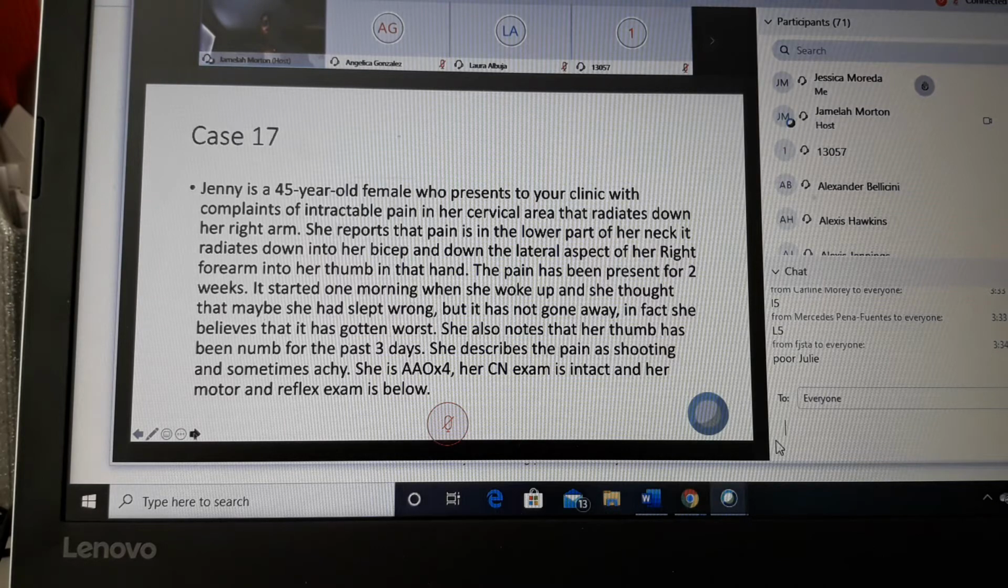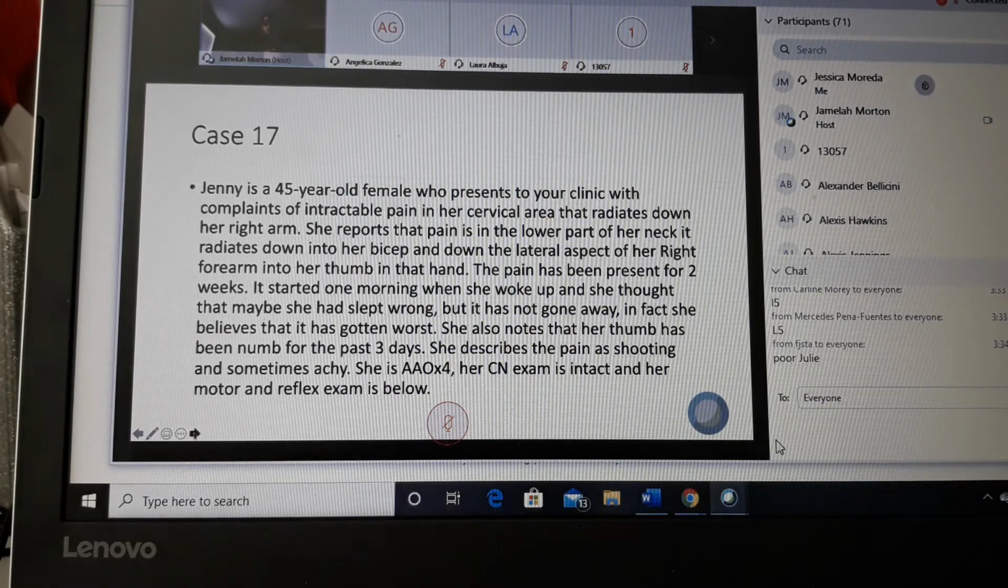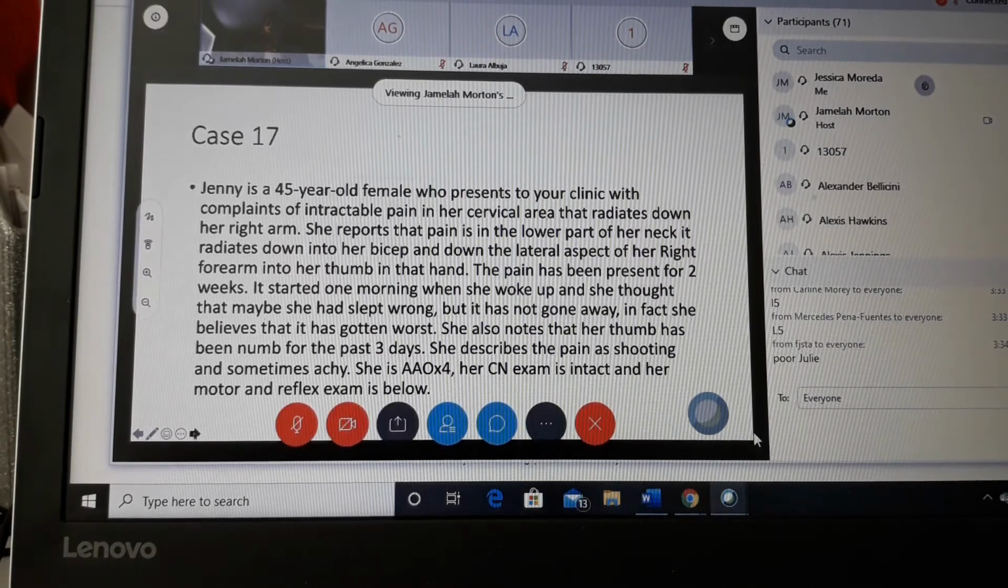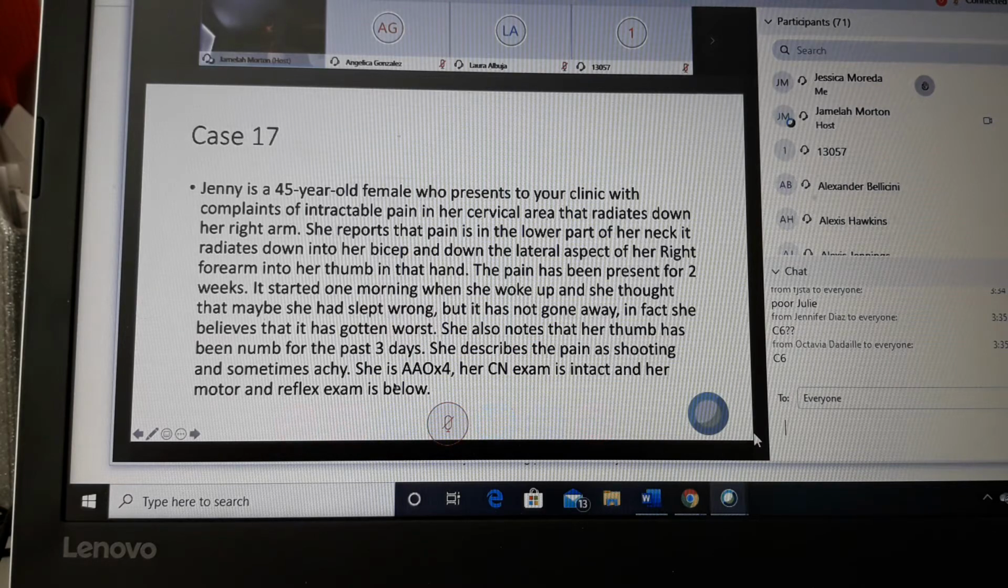It started one morning when she woke up. She thought that maybe she slept wrong, but it has not gone away. In fact, she believes it has gotten worse. She also notes that her thumb has been numb for the past 3 days. She describes the pain as shooting, sometimes aching. She's A&O times 3, cranial nerve exam is intact, and her motor and reflex exam is below.